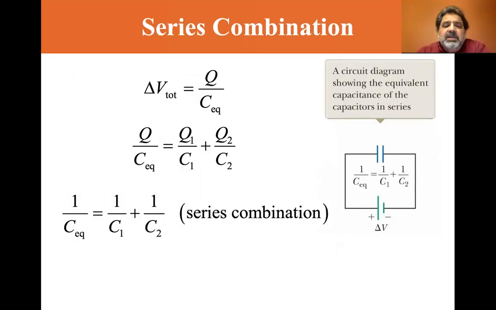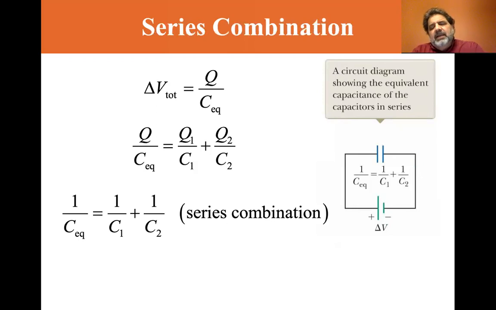So we'll see that the C equivalent, let's be careful here, because this trips up a lot of students. 1 over C equivalent is equal to 1 over C1 plus 1 over C2. Now, that's not the end answer. And a lot of students will put this as the end answer. You have to take that sum, 1 over C1 plus 1 over C2, and take the reciprocal in order to get the C equivalent.